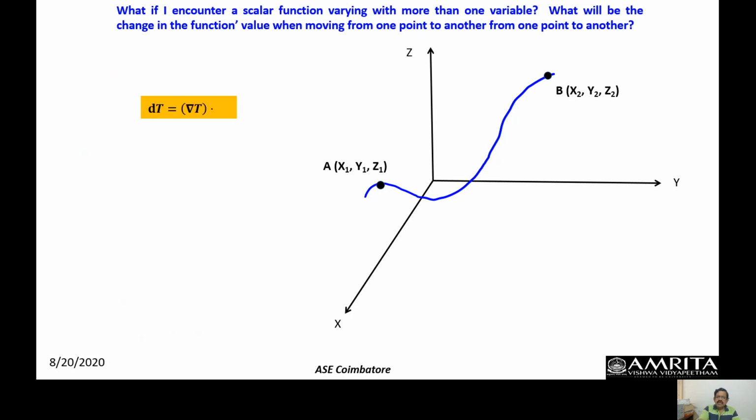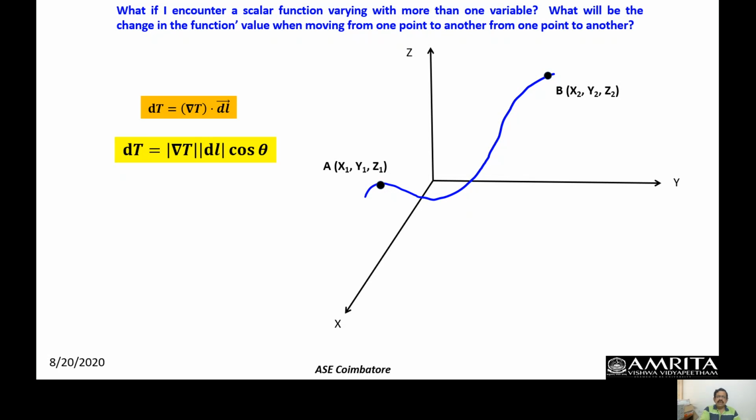So let us say the scalar function that I am dealing with is a temperature function, and the temperature function varies along this path like this, and dT is given by del T dot dl through the theorem of partial derivatives. We have already learned this, so I have written the expression. If I expand this further, I will get dT equal to mod del T mod dl cosine of the angle theta between del T and dl vectors.